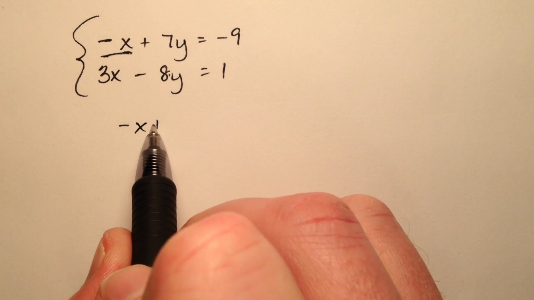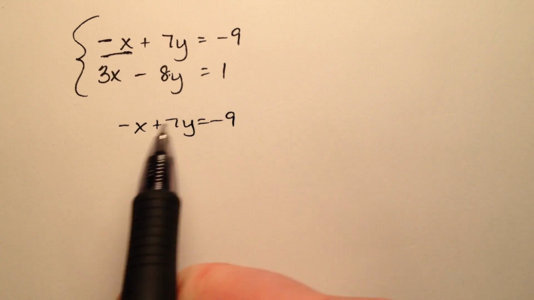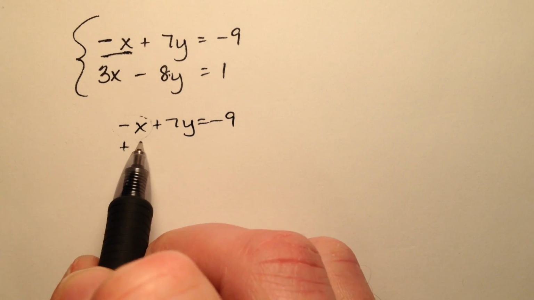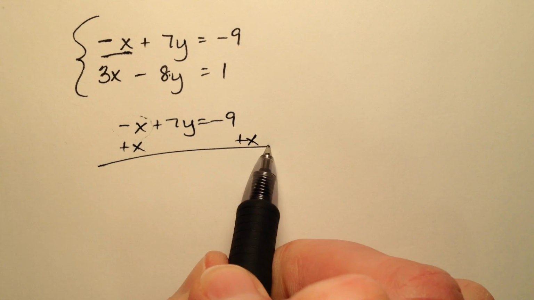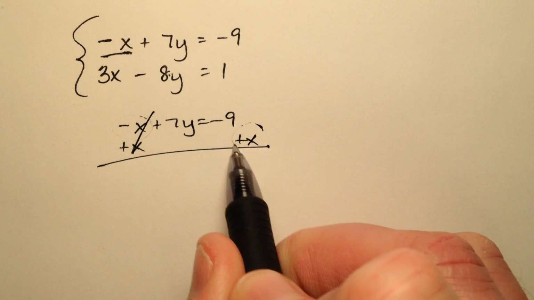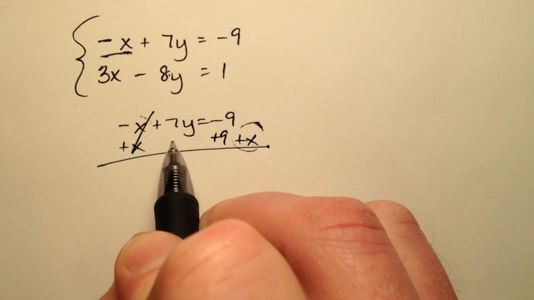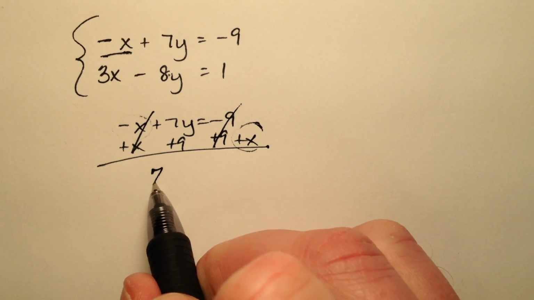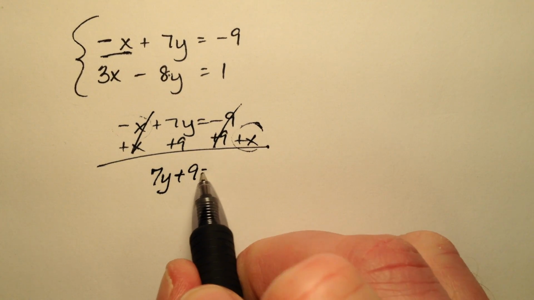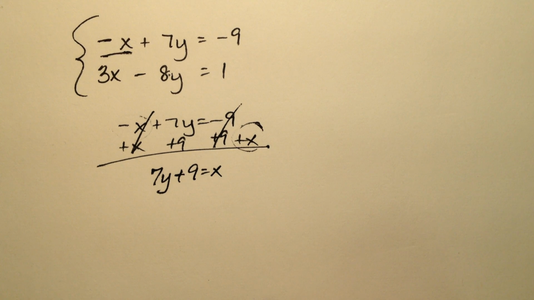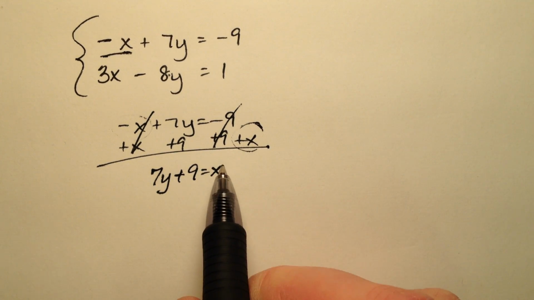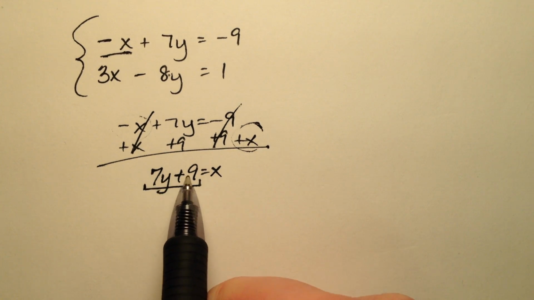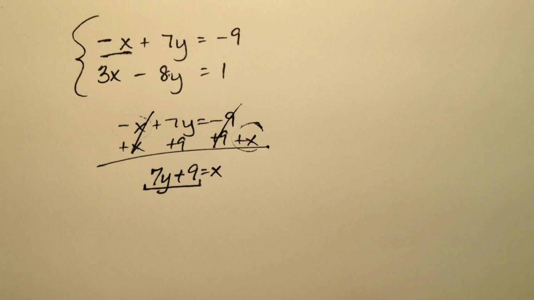So what that's going to look like is, I know that this x is negative, so I need him to be positive. If I was to add x to both sides, he would be positive over here. And then it's just a matter of adding 9 to both sides to get rid of that constant. So I know 7y plus 9 equals x. So whenever I see the variable x, I can associate the expression 7y plus 9 with it.